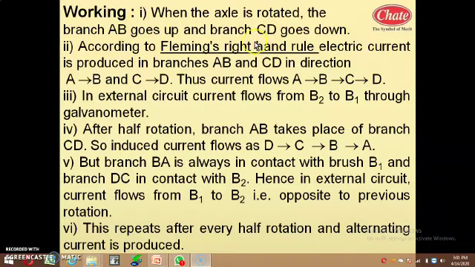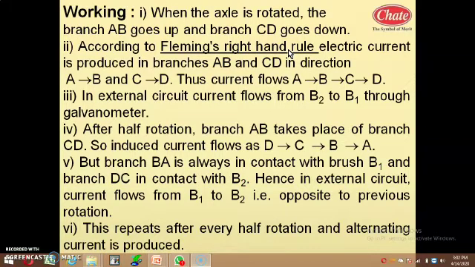So put the diagram of the electric generator in front of you so that you can understand. The coil is rotated clockwise by connecting the external machine to the axle, so that AB goes up and CD goes down. According to Fleming's right hand rule, you have to stretch the first three fingers of the right hand such that the thumb points in the upward direction.